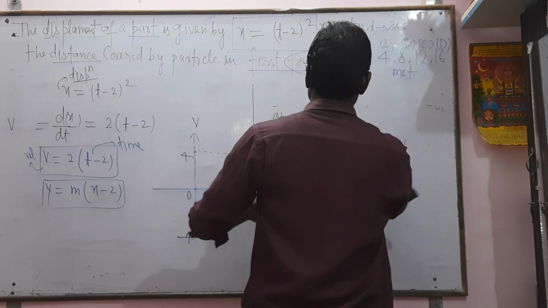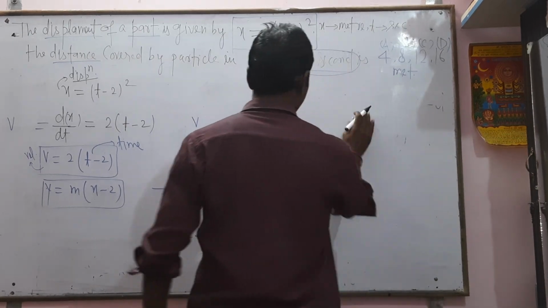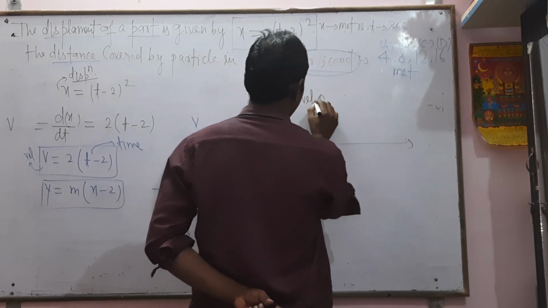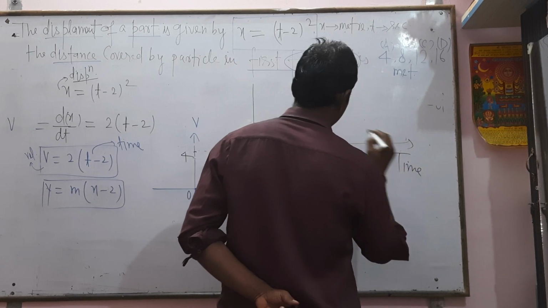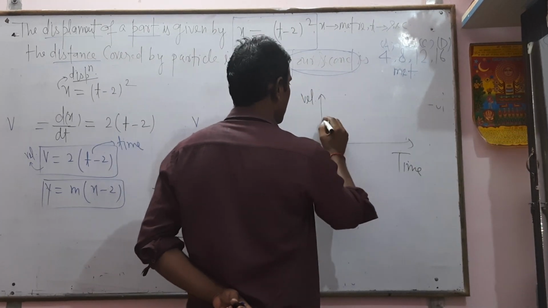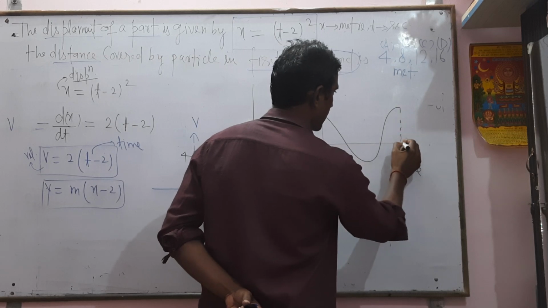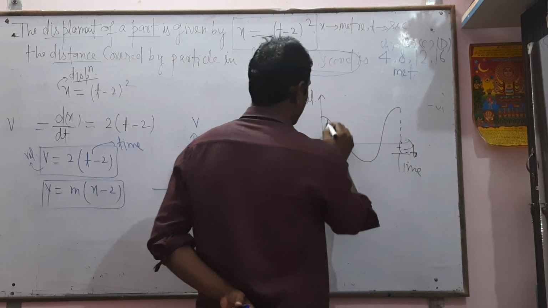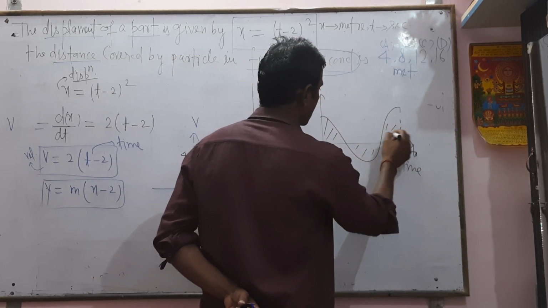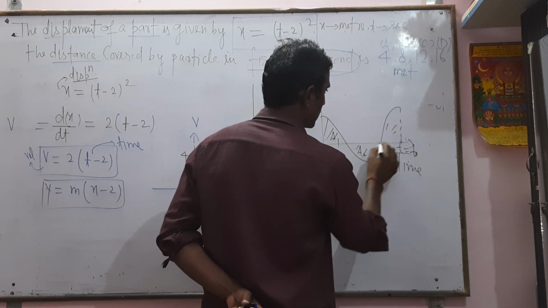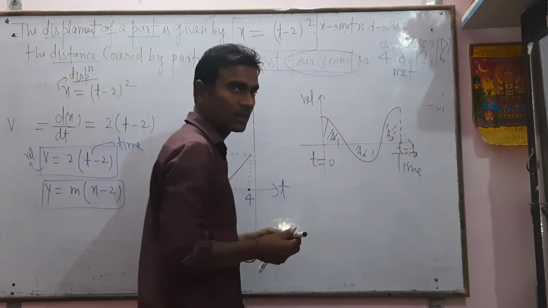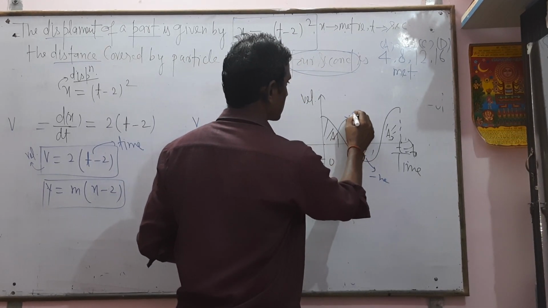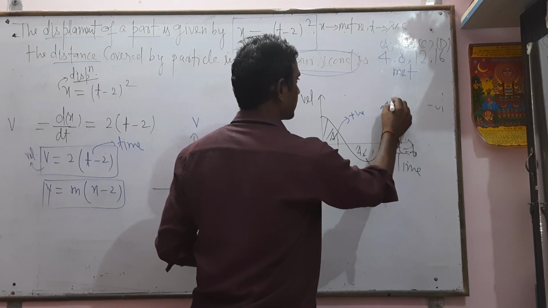So for the distance, if we make the graph of velocity and time, always remember that it will be the area. Let us suppose at t equal to 0 second to t equal to t naught second, the area is a1, a2, a3. If below the time axis, that will be negative. If above the time axis, that will be positive.